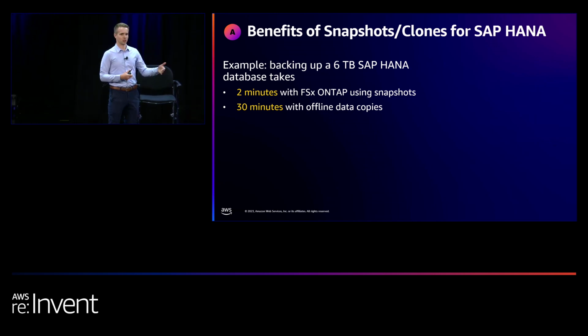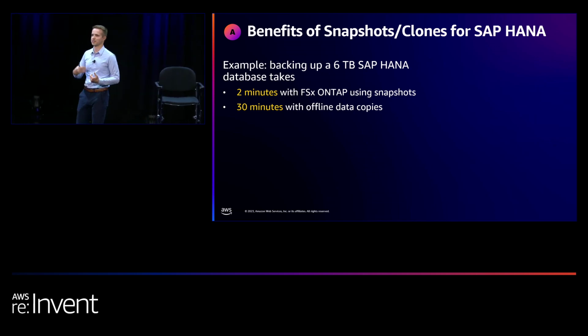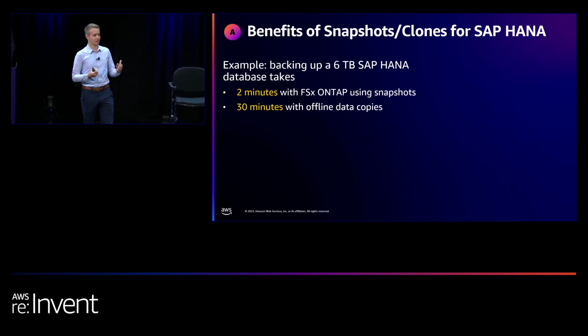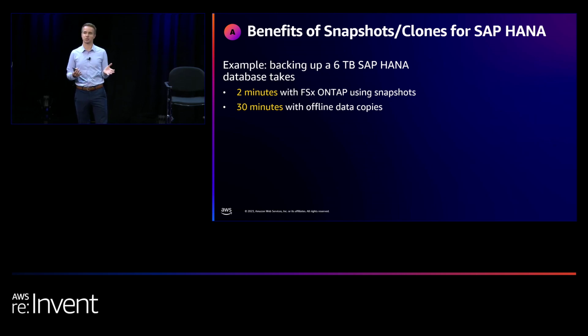Leveraging snapshots to achieve this goal allows customers to reduce their overall time to do these activities by sometimes orders of magnitude. I'll give you one example. The time it takes to create a second copy of a 6 terabyte SAP HANA database. Using FSx ONTAP snapshots, this takes about 2 minutes. And 90+% of this time is human time. It's the time to go to the console, open it up, click the button. A snapshot itself takes less than a second to create, less than a second to restore.